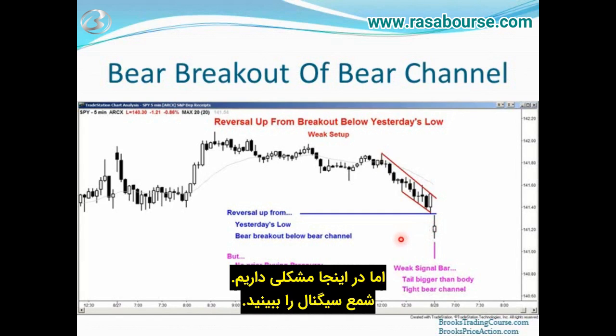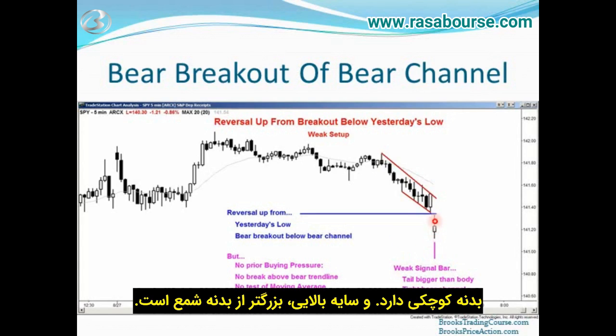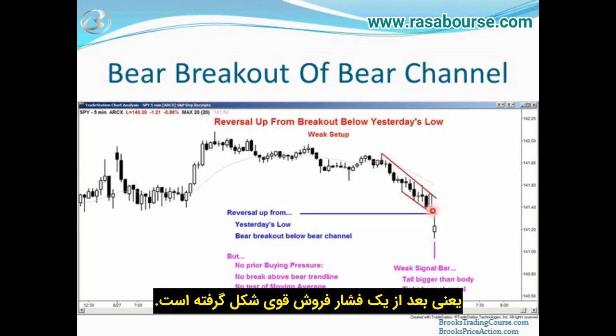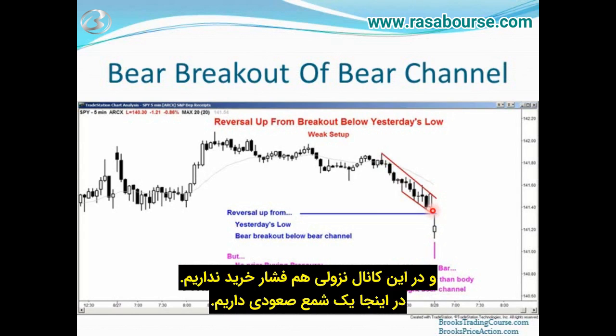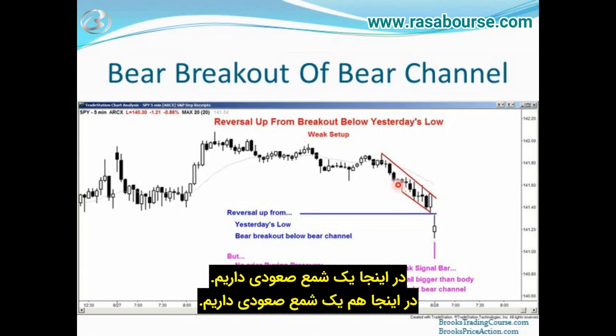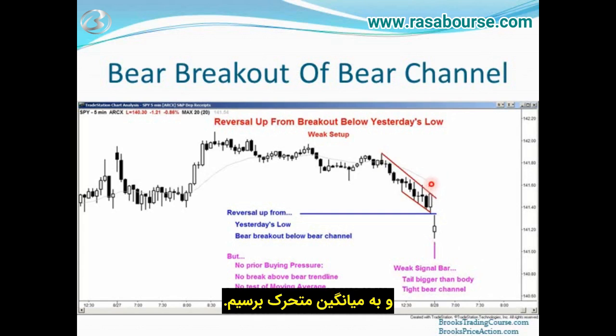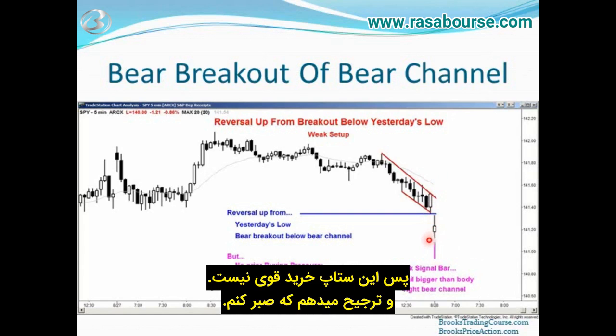But we have some problems here. Look at the signal bar. It has a small body, and the tail on top is bigger than the body, so that's a weak signal bar. Also, it's following a very tight bear channel with very strong selling pressure. Also, there's no prior significant buying pressure in this bear channel. We have this one little bull body here, but not enough to break above the top of the bear channel, and not enough to hit the moving average. So this is not a strong buy setup. I would wait.